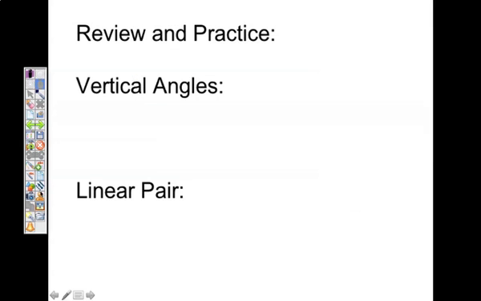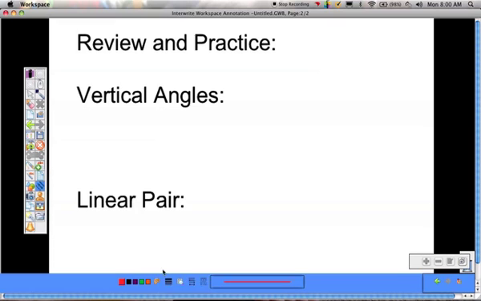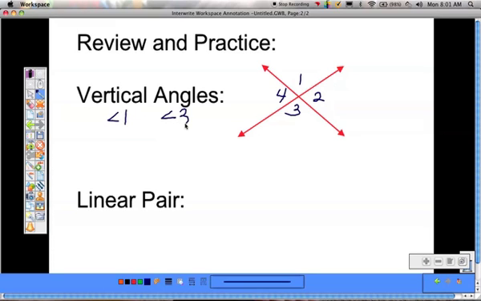Let's do a little bit of review for this section. Vertical angles. We've had this vocab word for a couple chapters now. You should be comfortable with it. When you have two lines that cross, the vertical angles are the angles that are across from each other. So if I draw this picture, the vertical angles are angles 1 and 3. They're across from each other. And angles 2 and 4. The special property is that vertical angles are the same measure, or congruent.